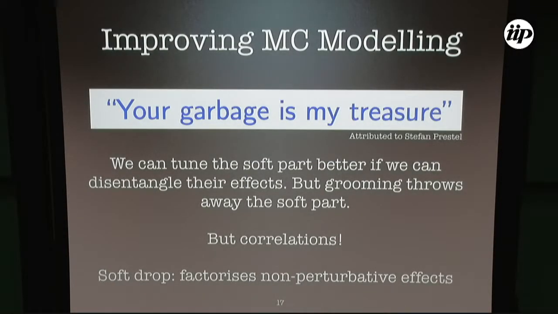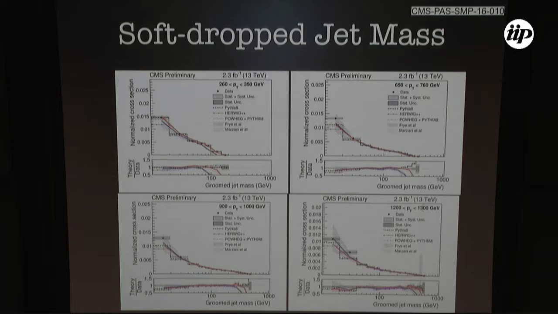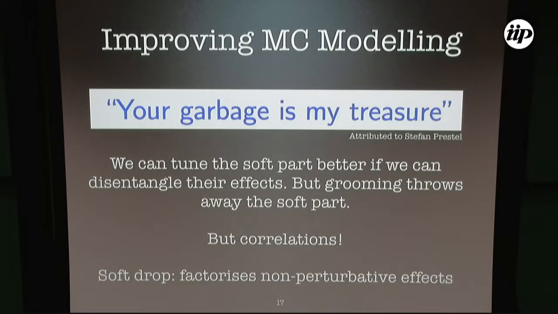Now, this was a large theme of discussion in Boost, because when you look at distributions, one of the big uses is tuning our Monte Carlos. And when we tune our Monte Carlos, we try to tune the soft part, the MPI, the hadronization, all those things. I'm pretty sure Stefan Prestel said this, so you can attribute it to him. When we are looking at these observables, groomed or soft-drop jet mass, we are no longer very sensitive to MPI and the effects which we want to tune. But it's very hard to disentangle these things.